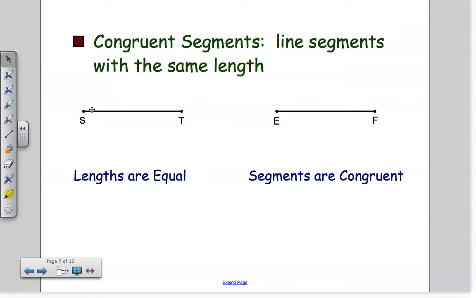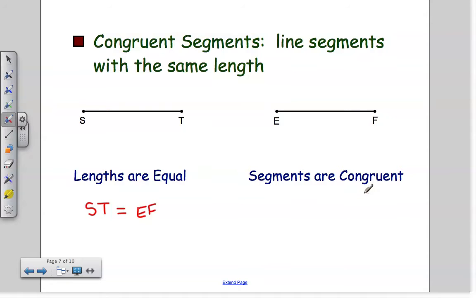So if I knew that line segment ST and line segment EF were the same length, I could say that those segments are congruent. I could also say their lengths are equal. But there's a big difference between how to say these. First of all, we talked about lengths today. You don't put the segment over the top. S to T, that's the distance. ST is the distance between S and T, and that would be equal to EF. Again, if I don't put a line segment over the top, I'm talking about the distance or the length, and I would say that those lengths are equal because the lengths are numbers.